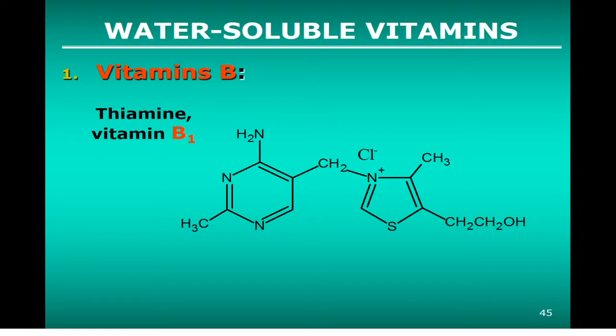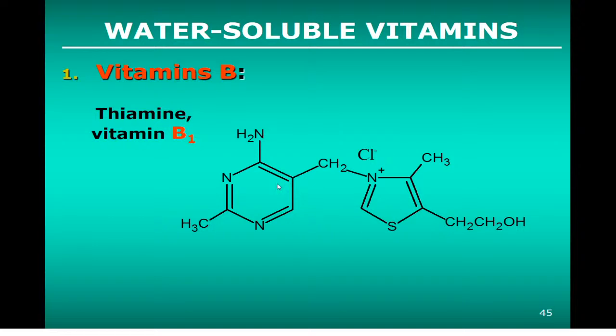Some information, some structural, biochemically important vitamins. They are vitamin B1, thiamine. For you to understand, to hear this word once, the deficiency of this vitamin leads to beriberi disease. As you see, here we have two cycles in a structure, heterocyclic compounds.